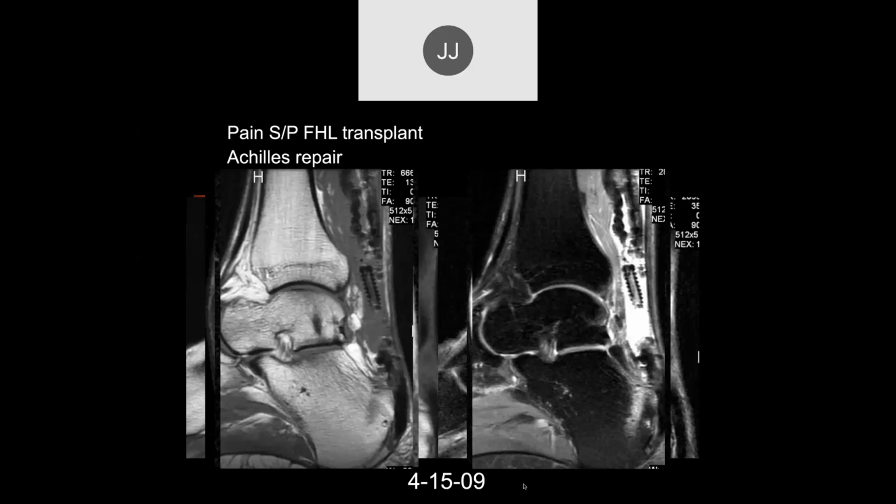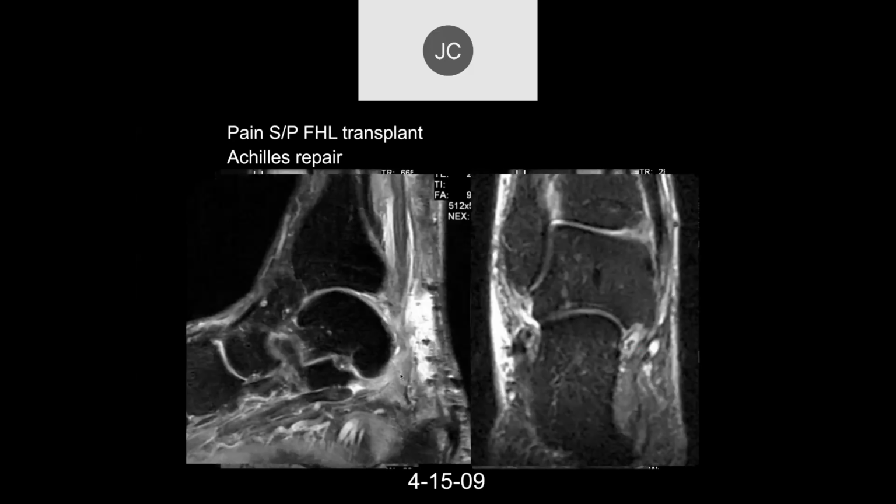Right. So they had a flexor hallucis longus transfer, which looks like they had inserted into the calcaneus, and it looks like that screw or maybe suture anchor has displaced. Yeah, that's a suture anchor. They also tried to repair the native Achilles as well, and you can see that the suture anchor pulled out, and you can see that the native flexor hallucis longus has been sacrificed here.